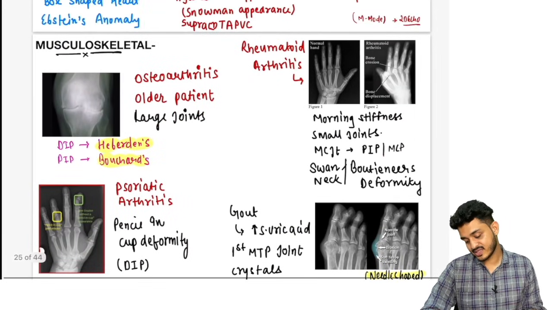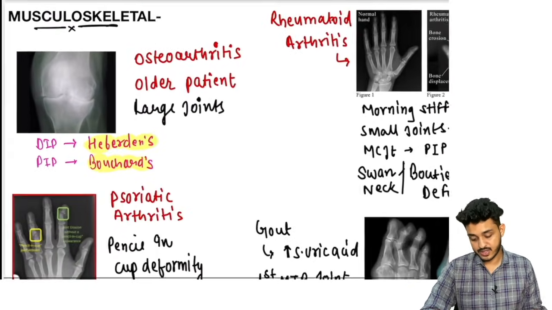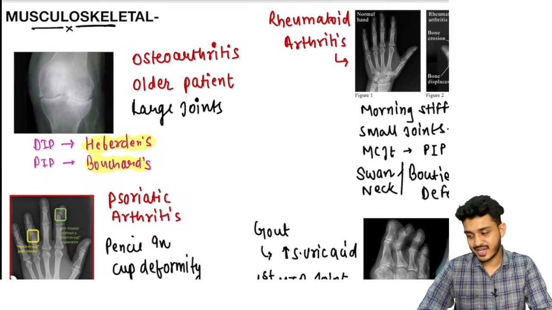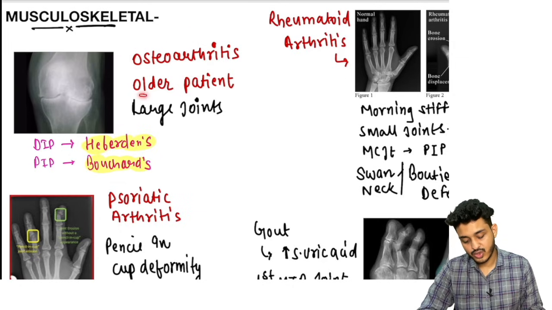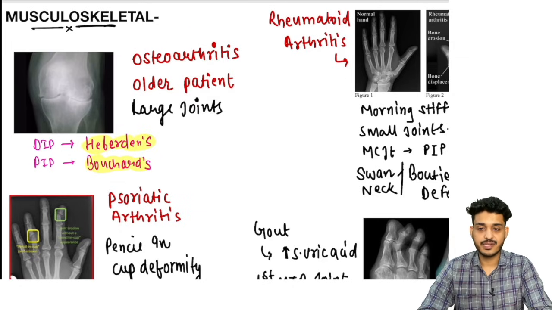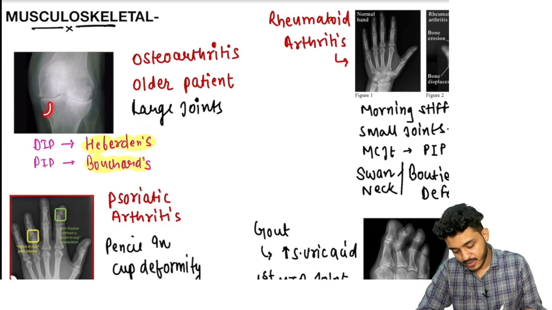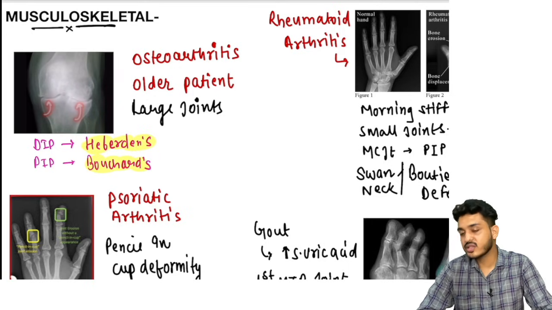The next important system that we have is going to be your musculoskeletal system, beta. In the musculoskeletal system, we will discuss osteoarthritis. Osteoarthritis is something which is going to happen. Remember, here you will have reduction in the joint spaces.